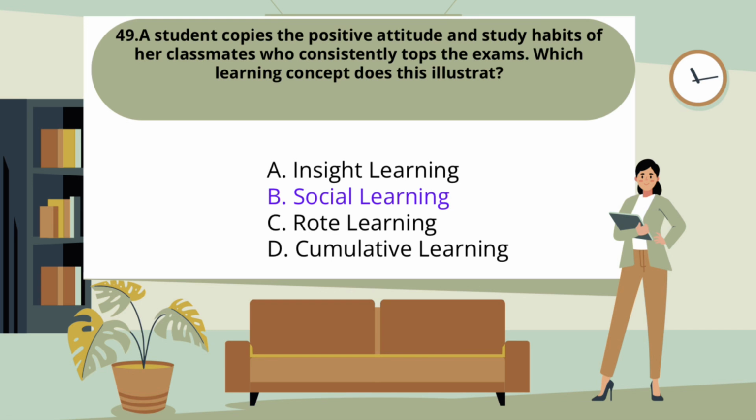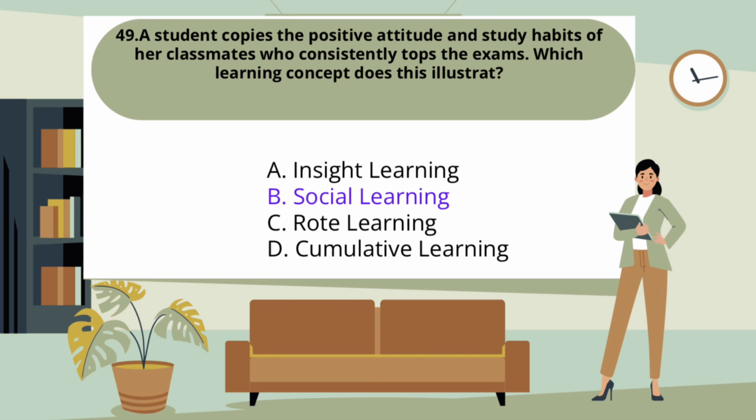So why letter B? Social learning means learning by watching or imitating others. In the situation, the student follow the study habit of the top student. Ibig sabihin, natuto siya by observing and copying the good behavior of the top student. So why not letter A, letter C, and letter D? Letter A, insight learning. It is a aha moment. Biglang realization. Hindi ganon ang nangyari doon sa situation. So, hindi siya applicable.